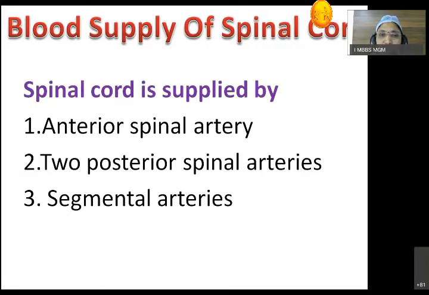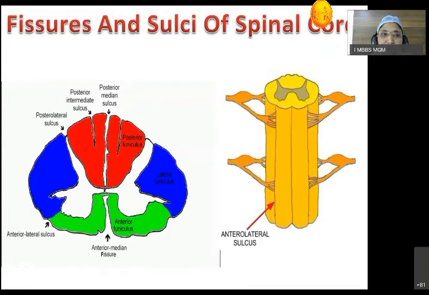Before going to the blood supply directly, we will first revise the fissures and sulci of the spinal cord, which we have already done at the time of external features of the spinal cord. Now here you can see the transverse section of the spinal cord, showing the anterior median fissure where the anterior spinal artery lodges. This is the posterior median sulcus, through which a septum made up of nervous tissue enters the substance of the spinal cord to a variable extent.